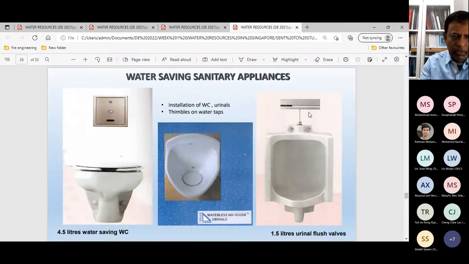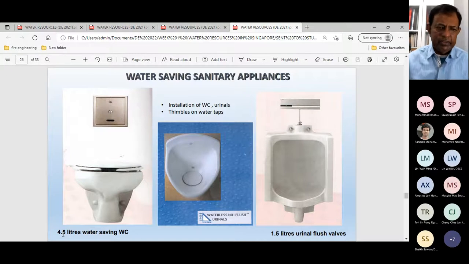Then the flushing systems also are limited. The flushing systems cannot be more than 4.5 liters for WCs. So these are all mandatory requirements, which means whenever buildings undergo repair or redevelopment, you cannot have a water closet like we used to use, about 9 liters of water. Now it has been brought down to 4.5 liters. So you can see that they have almost half the quantity of water being used for flushing.